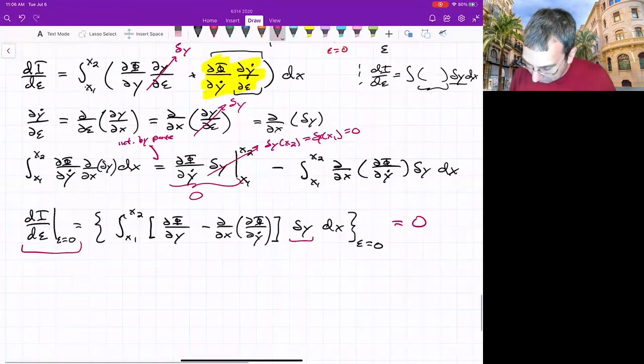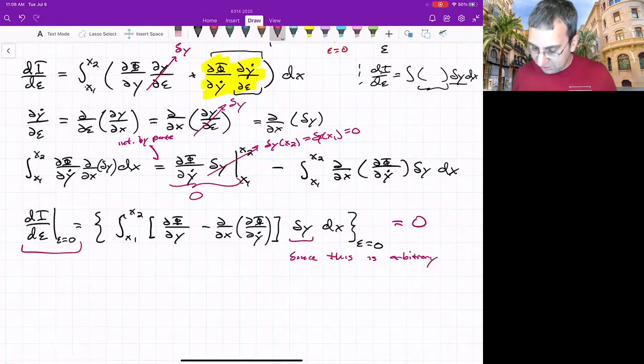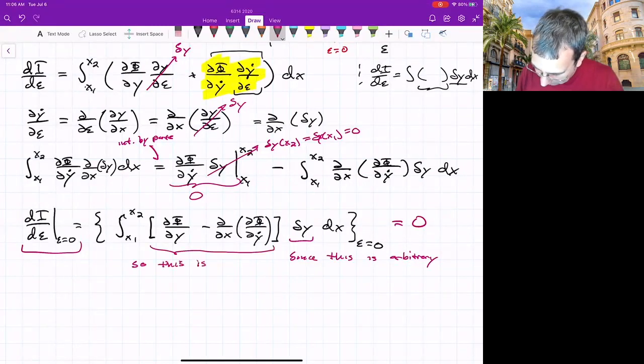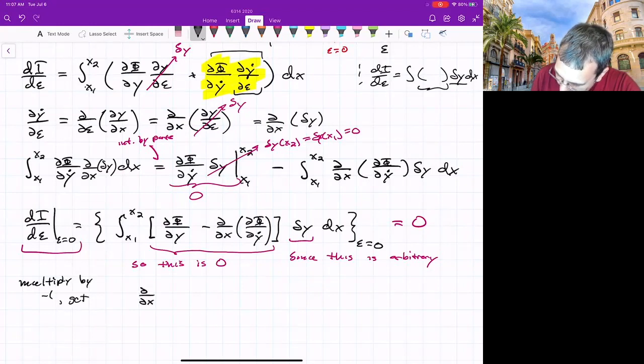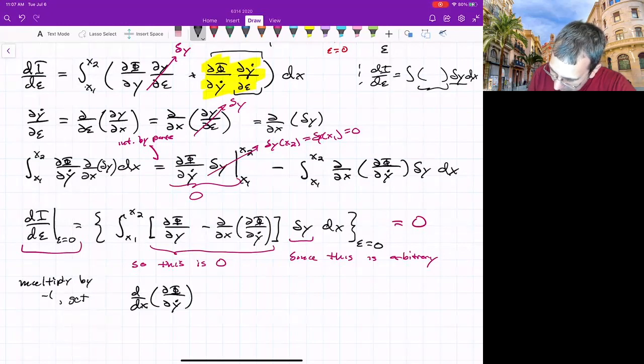What's going on here? Because delta y is arbitrary, since this is arbitrary, then the thing in the square brackets is equal to 0. That's the only way this integral will always equal 0. So this is 0. And if we now just multiply it by -1, you multiply something by -1, it's still equal to 0. It just looks more familiar. We get partial with respect to x of, and this could now be considered the true derivative, d/dx of partial phi partial y dot minus partial phi partial y equals 0.